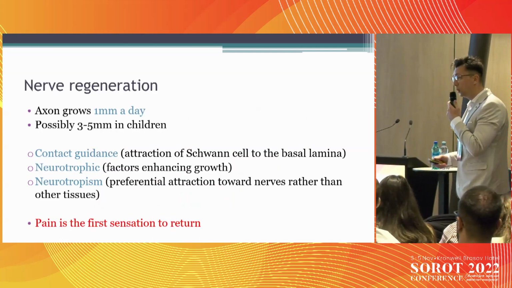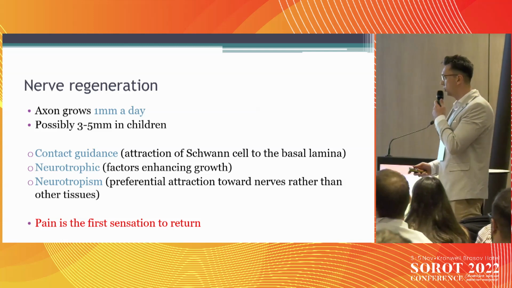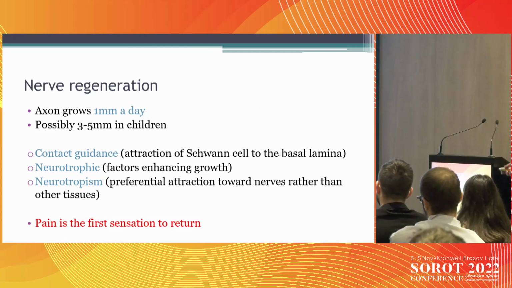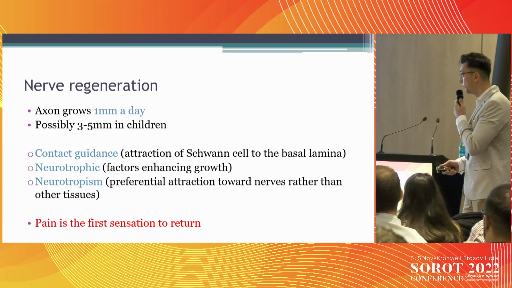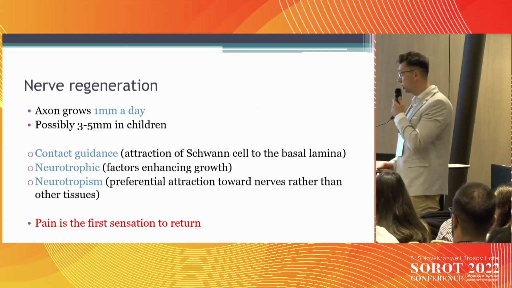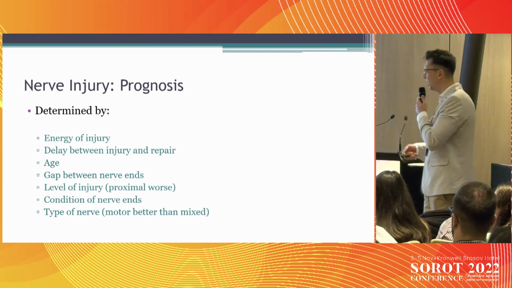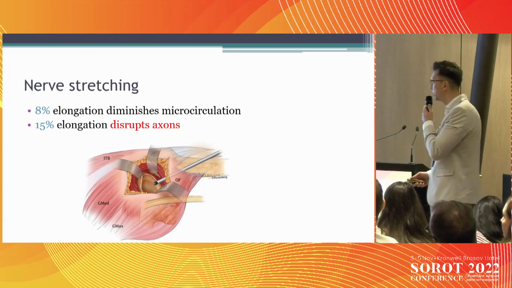Axon grows 1 millimeter per day, and possibly 3 to 5 millimeters in children. We have neurotropic activity where growth factors, for example, are released and enhance the growth. Pain is the first sensation to return. Prognosis is determined by energy, age, gap between the ends, and so forth.